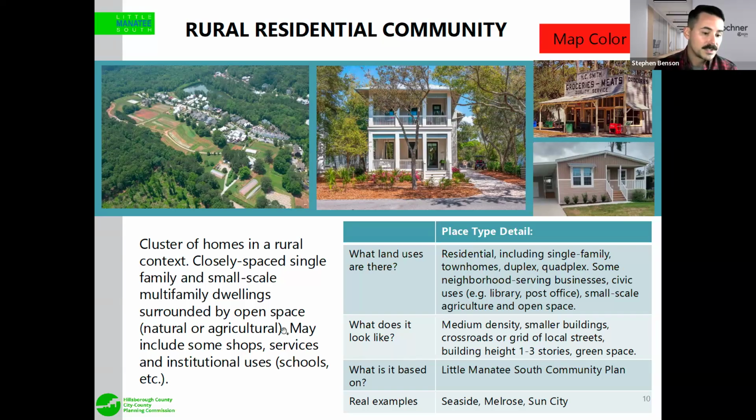This place type, it's important to note, may also include some shops, services, and institutional uses, essentially anything that would be needed to support a small town. And that's explained here on the right. So if you think of a small town and what uses might exist there, that's essentially what you might expect in the rural residential designation.